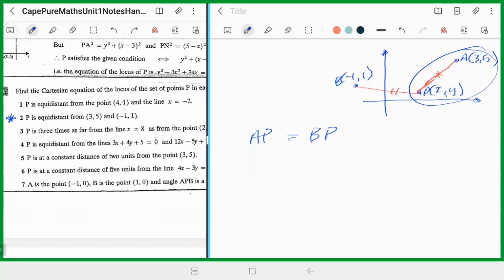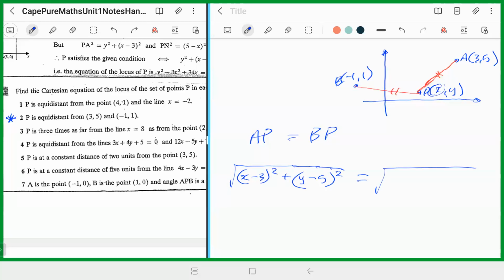What's an expression for AP? Length of line formula: square root of the difference in x squared, (x minus 3) squared, plus the difference in y squared, (y minus 5) squared, equals, and this length now, BP, between these 2 points: square root of the difference in x value squared, x minus a negative 1, that's (x plus 1) squared, plus the difference in the y values, (y minus 1) squared.